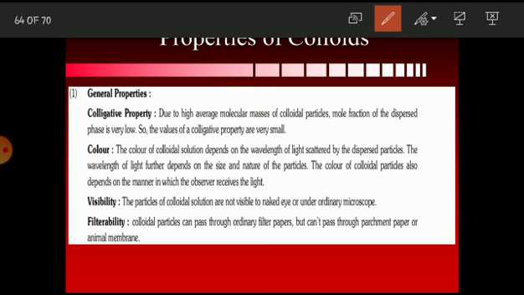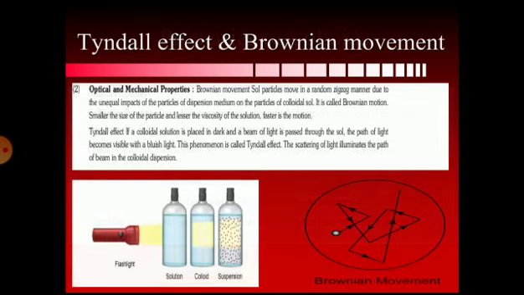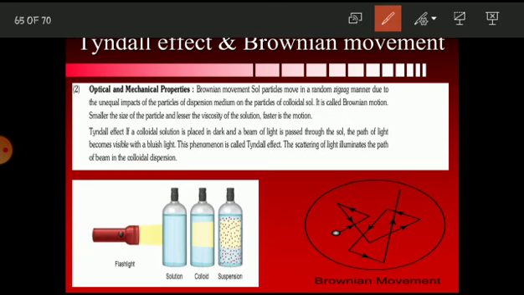Next one, optical and mechanical properties. So we have these important properties, the Tyndall effect, and the first one is Brownian movement. So Brownian movement and the Tyndall effect are the optical and mechanical properties of the colloidal solution. Brownian movement is very important. See, in Brownian movement the particles move in a random zigzag manner due to the unequal bombardment of the particles of the dispersion medium on the particles of a colloidal solution.